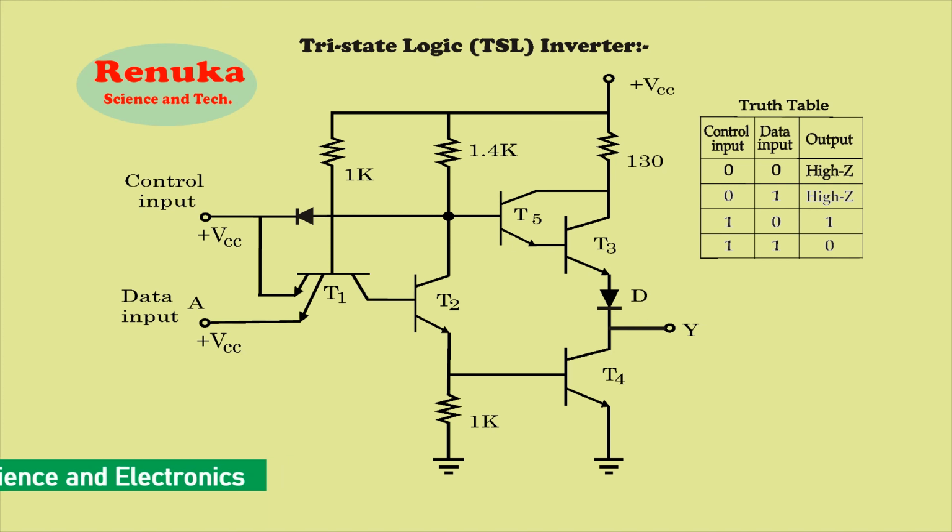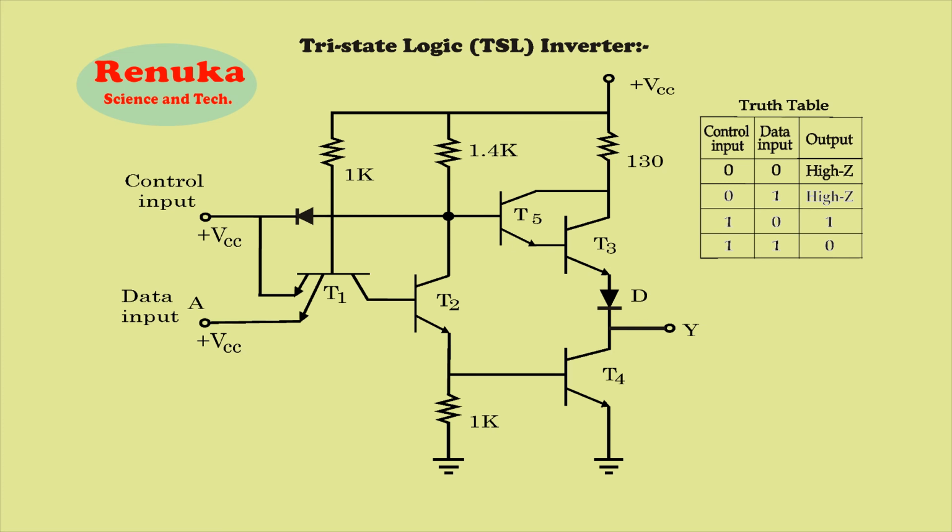So at the totem pole output, we have already discussed that T4 is on right now and T3 is off. If T3 is off, there will be no path for the current from plus VCC towards the output. So if no current is there at the output, then obviously the output voltage will be low. So in this condition, if the control input is connected to 1 and the data input is connected to 1, we are getting low at the output. This is nothing but the condition of a NOT gate. So A is high, we are getting low at the output.